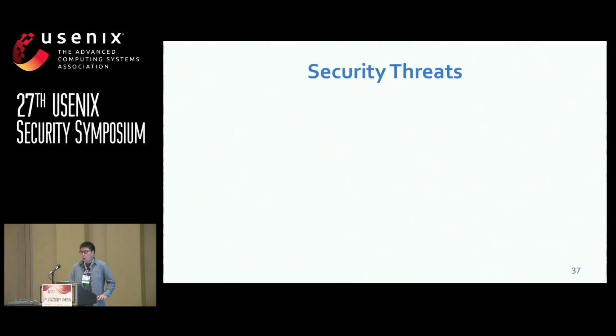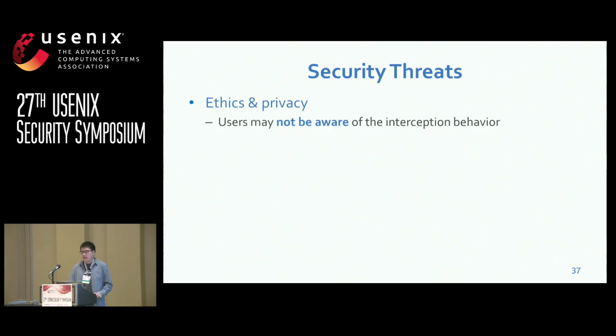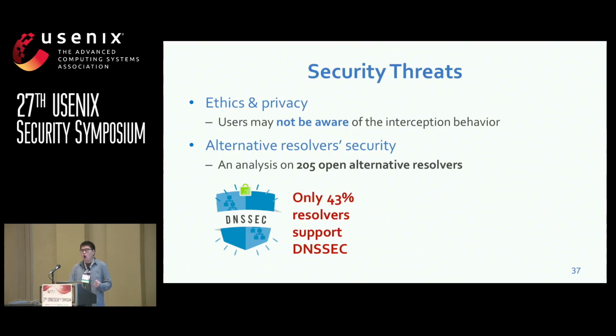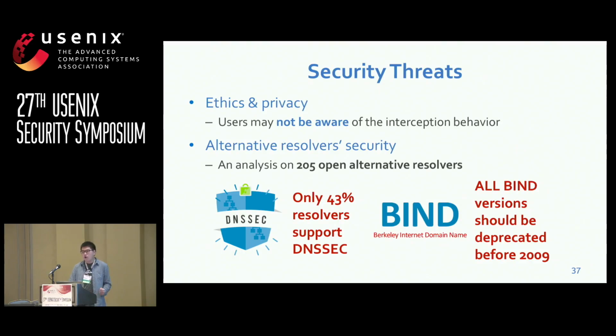Now, given these results, what security threat may DNS interception bring? Definitely ethical concerns, as we mentioned at the beginning. Because of IP spoofing, it is difficult for users to detect interception, so they may not be aware of this kind of hidden behavior. Also, the security of alternative resolvers can be problematic. We tested 205 open alternative resolvers that we found, and found only 43 of them accept DNSSEC queries. What's worse, among them, all resolvers that are using BIND have a software version that should have been deprecated before 2009. This makes them vulnerable to various attacks.